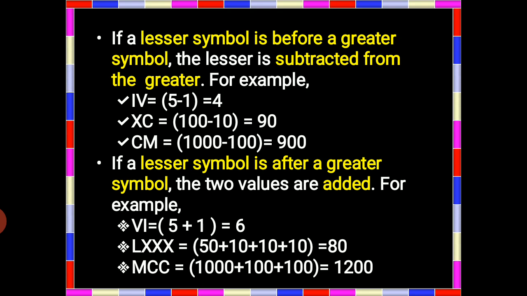Next is LXXX. Now we know that L represents 50, X represents 10, again X represents 10, and again 10. 50 plus 10 is 60, plus 10 is 70 and plus 10 is 80. So LXXX represents 80. Next is MCC. Now M represents 1000. We know that C represents 100, and again C represents 100. 1000 plus 100 plus 100 is 1200.